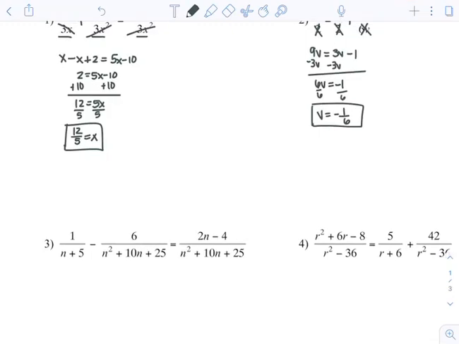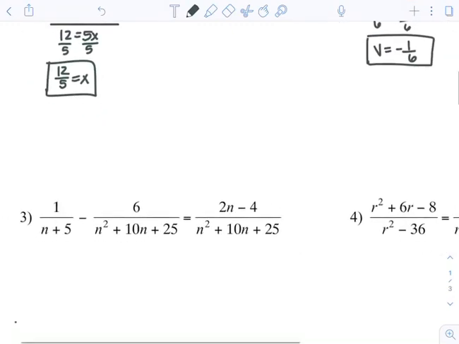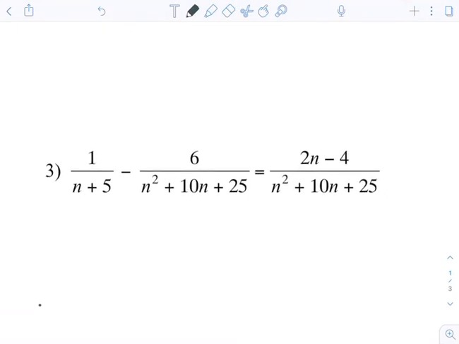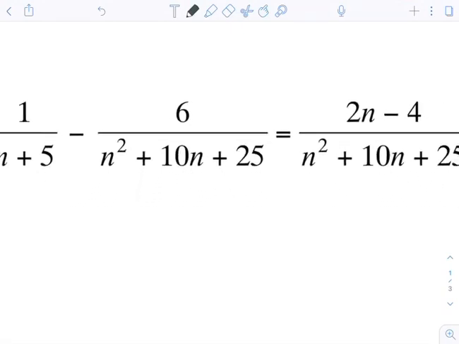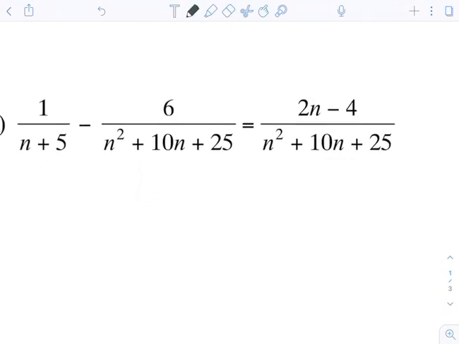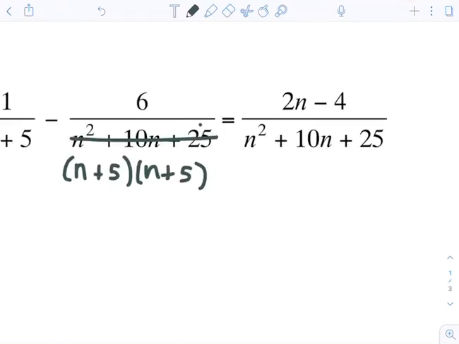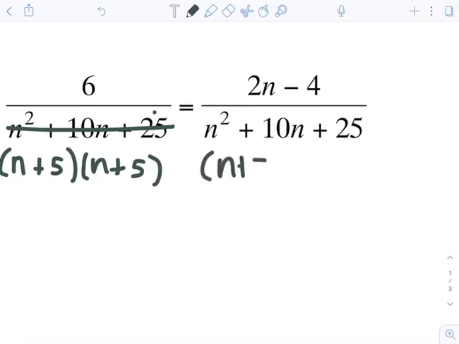Okay, number 3 is a little bit different because I don't know what the common denominator is yet. It's not as simple because I didn't factor yet. So what you need to do is factor each denominator that you can. So I know I could factor this. This becomes n and n, and it's got to multiply to be 25, but add to be 10. That's 5 and 5. Okay, and I'm going to do the same thing over here. It actually factors out to be the same thing because it's the same trinomial. I'm going to cross that out.